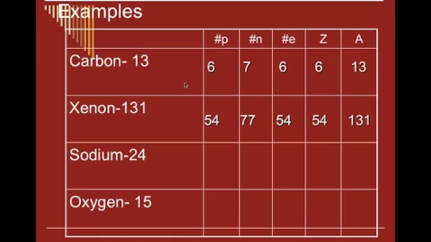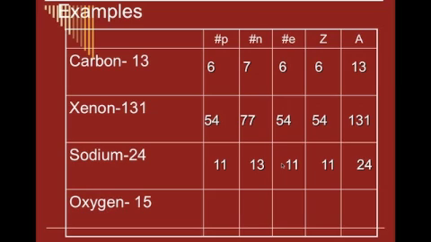Now for sodium, we look on the periodic table. Sodium has an atomic number of 11. It's a mass number of 24, written right here. That also tells us we have our atomic number, so we have 11 protons and 11 electrons. And all we have to do to find neutrons is 24 minus 11. Our answer should be 11, 13, 11, 11, and 24.